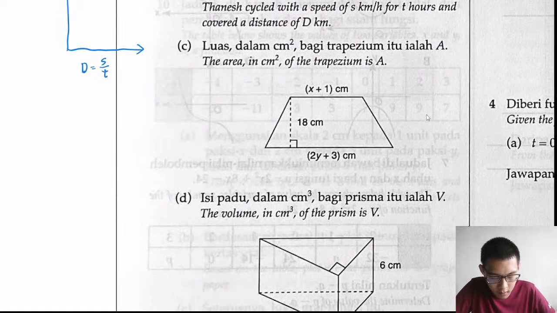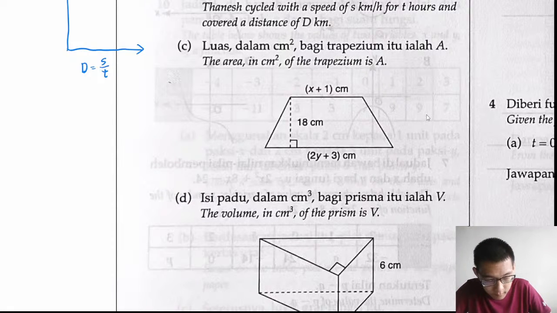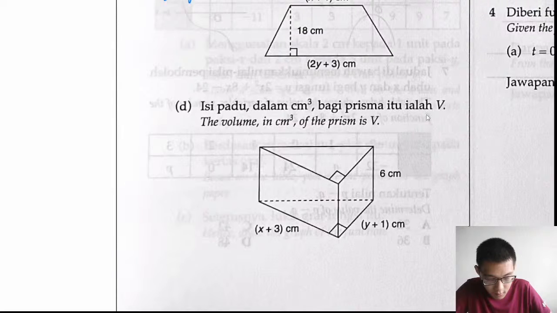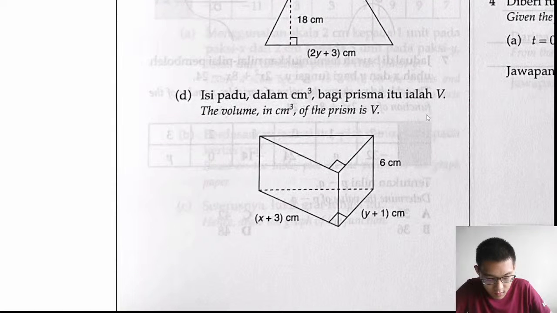The area of a trapezium is A. Why do we have A equal to in terms of X and Y? But I don't know what the relation is. Why is this question so difficult?